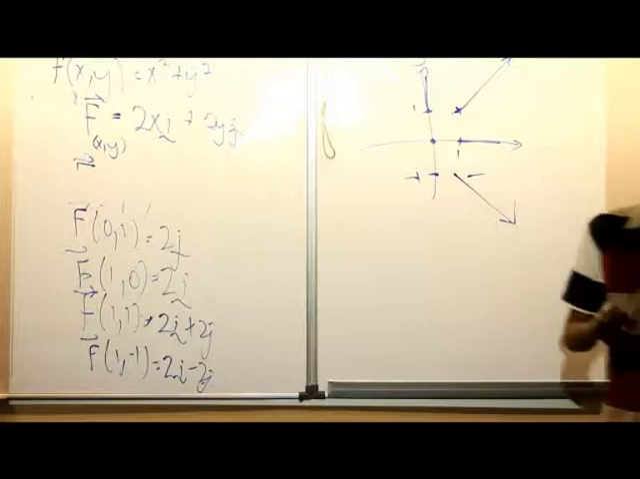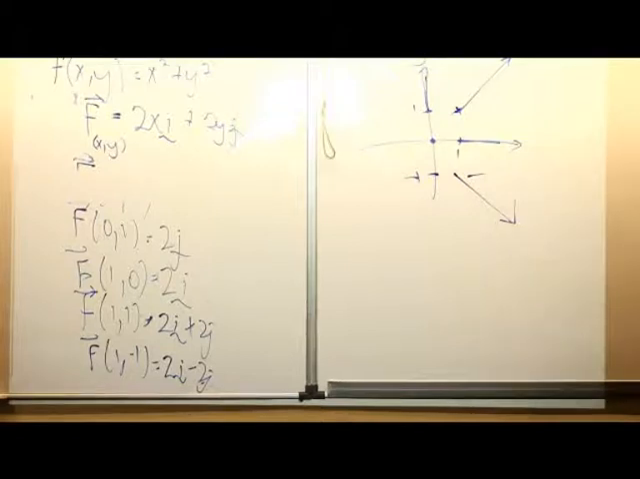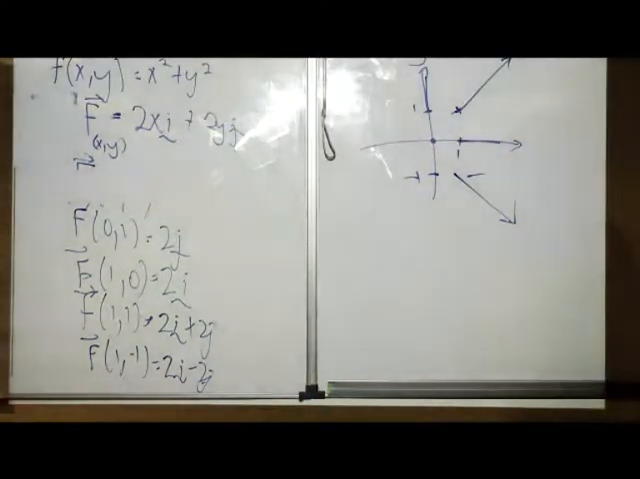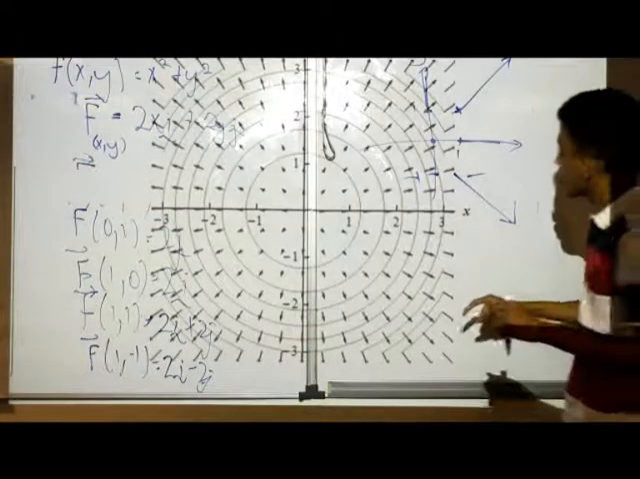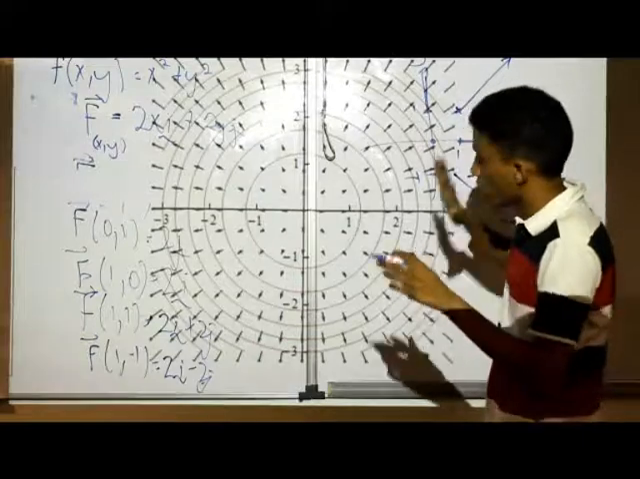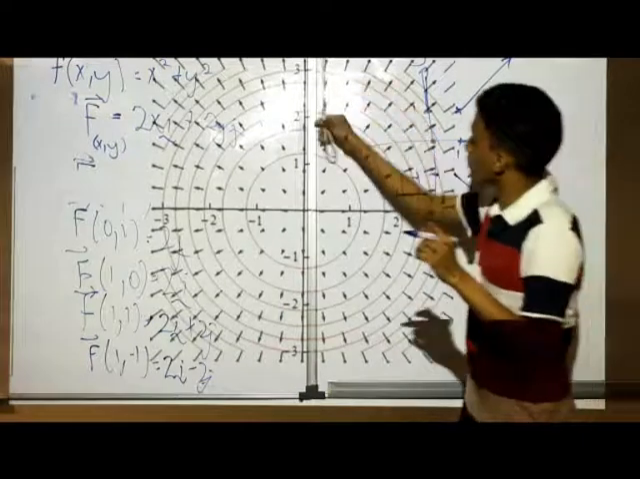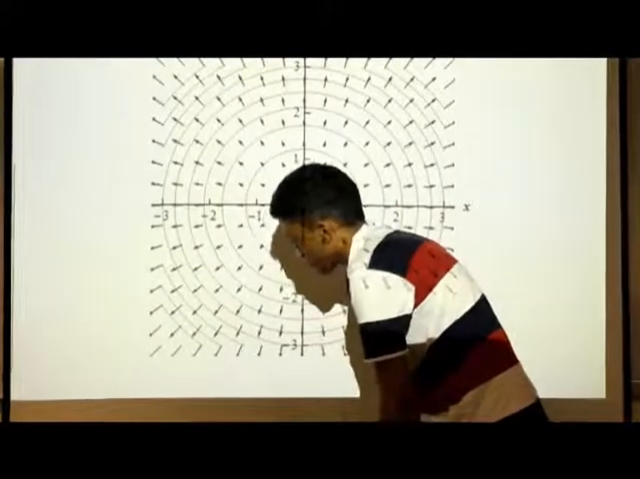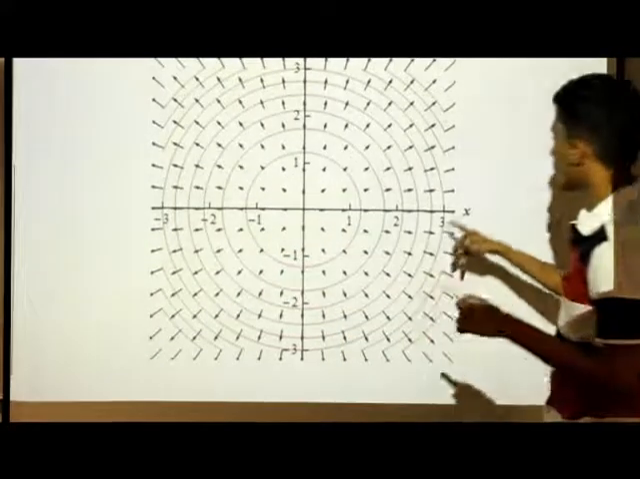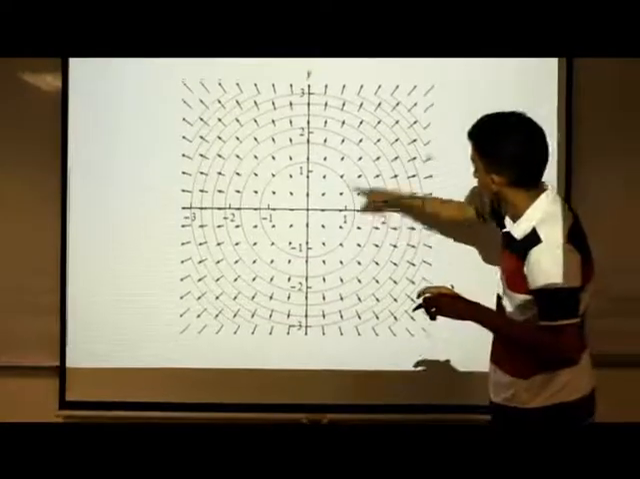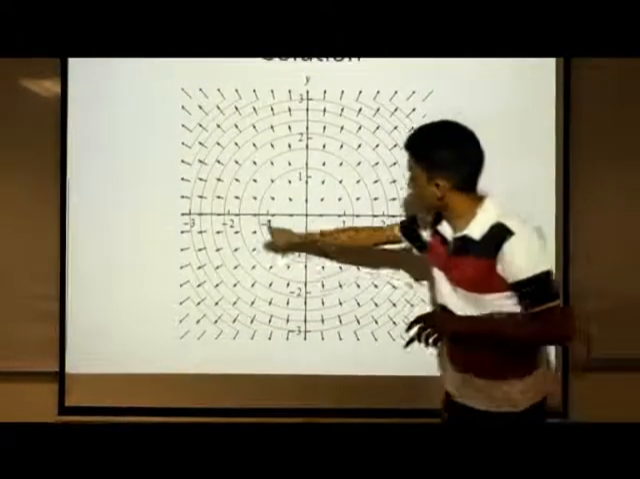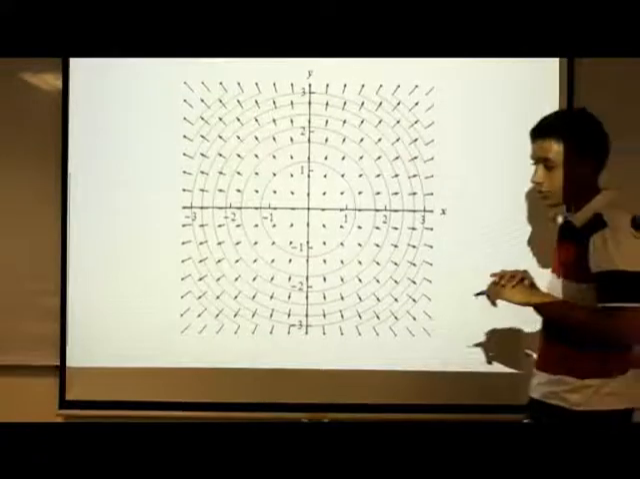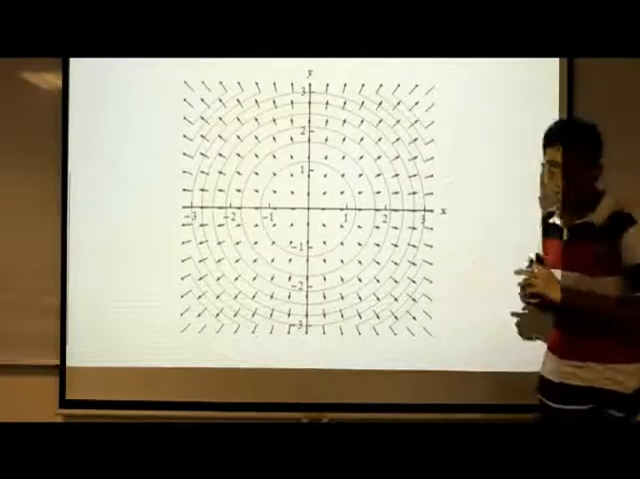But let's see how it's done by Mathematica. Mathematica is available online. So, it's generally the same as you see. When you plot all the points together, you will get the direction. And this is for the function x squared plus y squared.